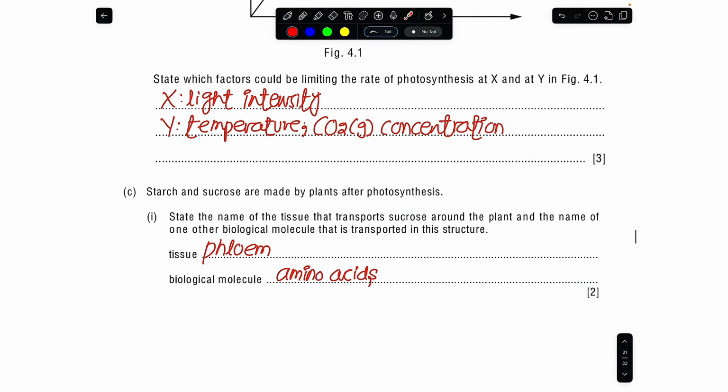For 2 marks, they are telling us that starch and sucrose are made by the plants after photosynthesis. What we know is that the plant by photosynthesis would make glucose. If I combine it with fructose, we can make sucrose. And if many of the glucose monomers are polymerized together, we would end up making this complex carbohydrate which is starch.